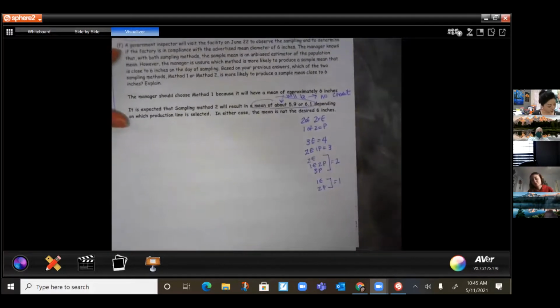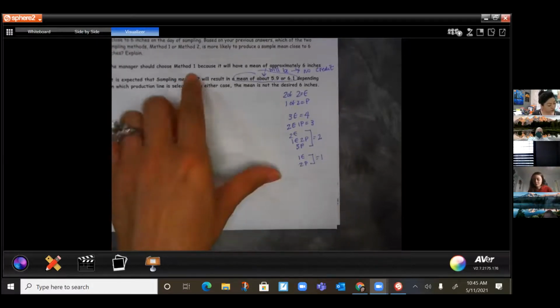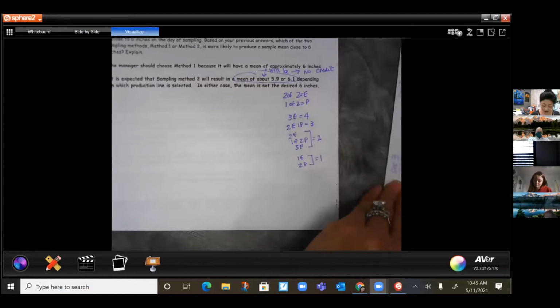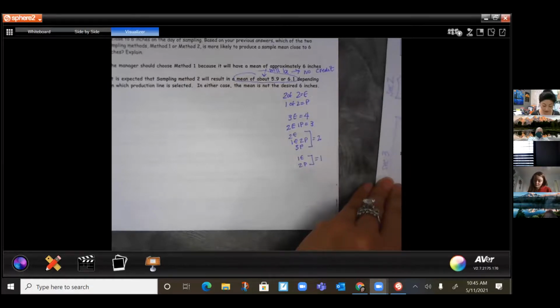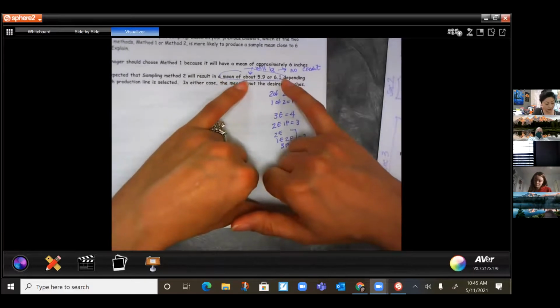And then for part F, the manager should choose method 1. You have to have that selected. And then for your justification, you could have done what Mr. Spencer did and calculated and stated specifically.